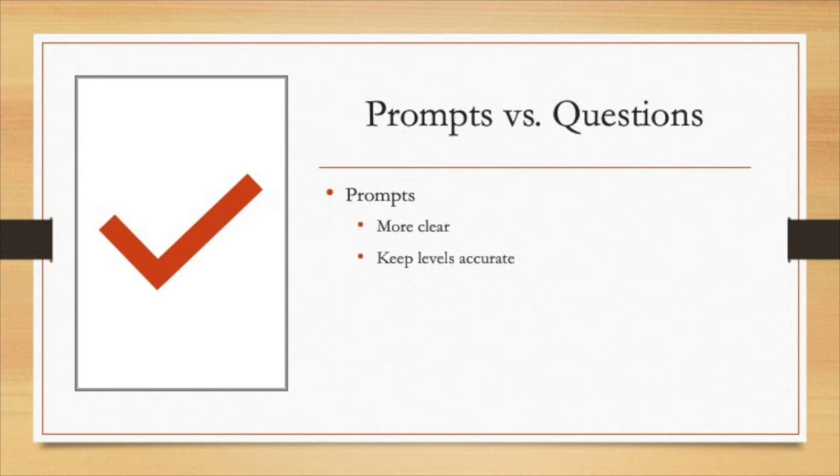I use the same process for each level of Bloom's taxonomy. First, I decide what verbs I want to use. Then I embed the verbs in a prompt or question about the story, or in your case, your content area. I always write the embedded verb in capital letters.